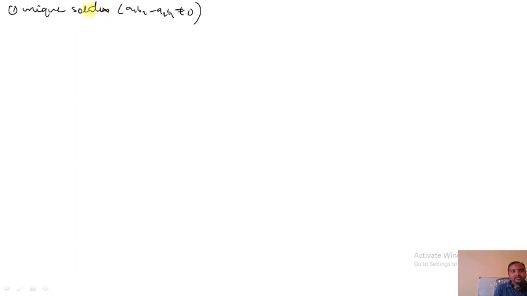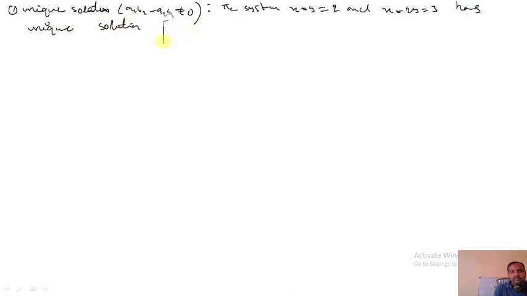Unique solution. The condition is a1 b2 minus a2 b1 not equal to 0. What type of system has a unique solution? Suppose we take the system x plus y is equal to 2 and x plus 2y is equal to 3. It has a unique solution. You can take the solution x, y equal to 1, 1. This is the solution.